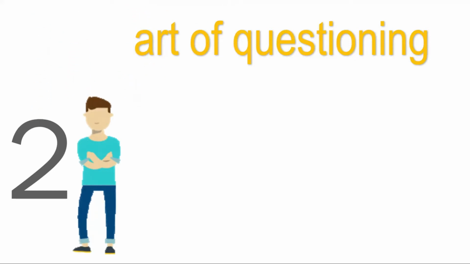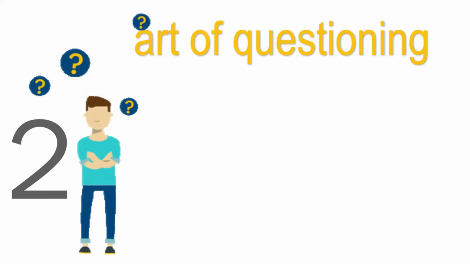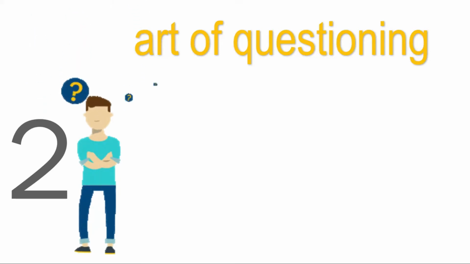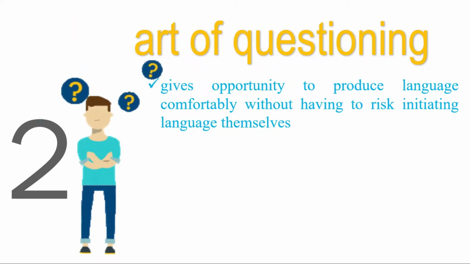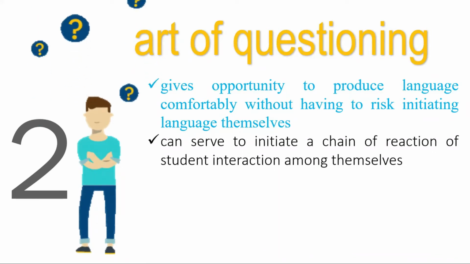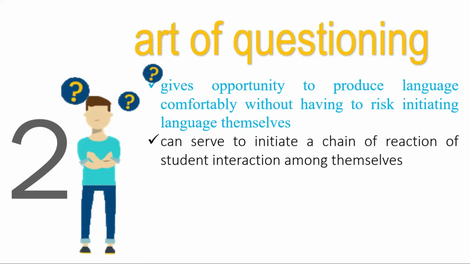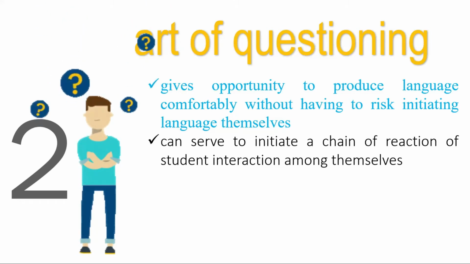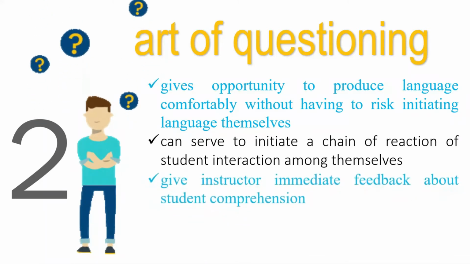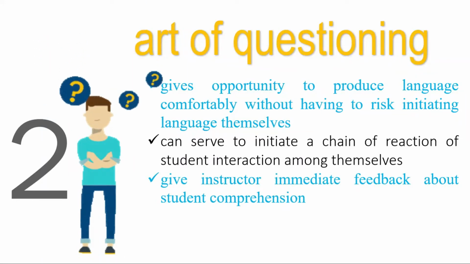Appropriate questioning in an interactive classroom can fulfill a number of different functions. And the first one is that it gives students the opportunity to produce language comfortably without having to risk initiating language themselves. The second one, our questioning can serve to initiate a chain reaction of student interaction among themselves. Right? So it creates a domino effect.